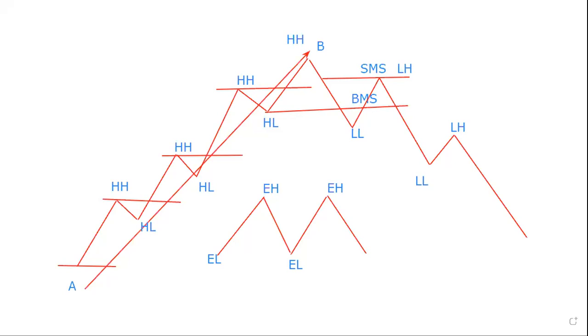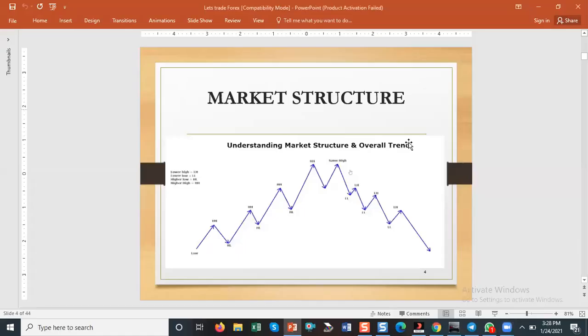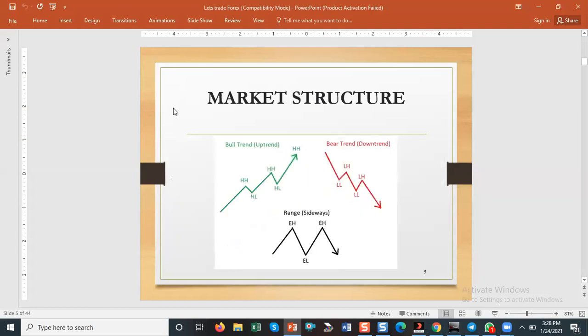Let me share my screen on the chart. Okay, this is what I just explained. So this is a bullish trend, and this is a bearish trend. This is a range, or sideways, or consolidation. When market goes up, this is downtrend.